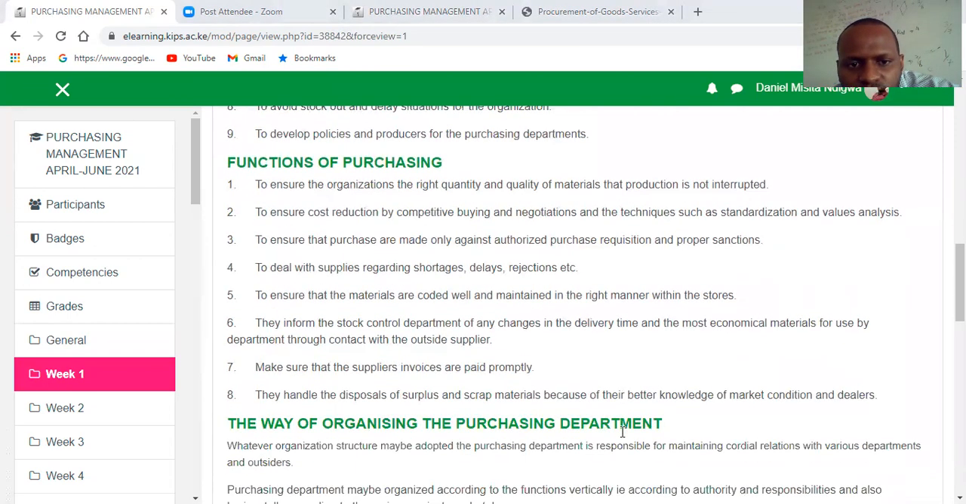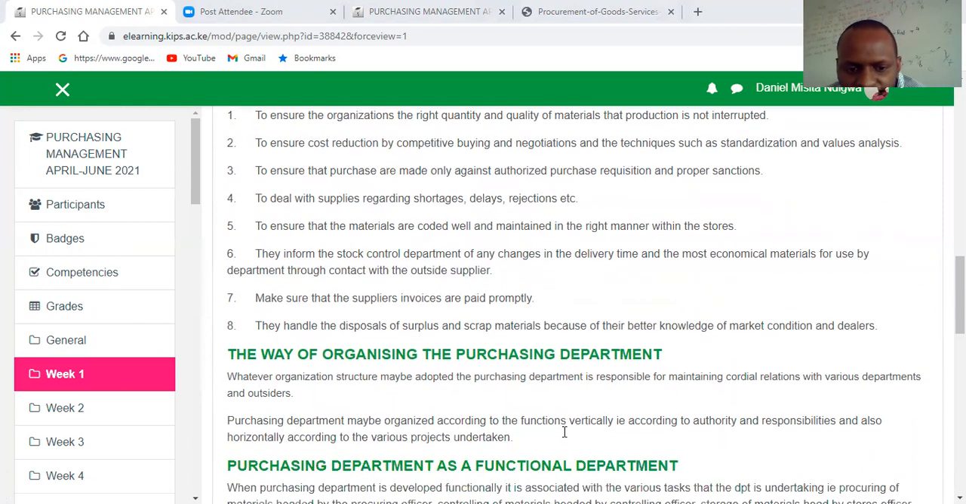So what are some of the functions of purchasing? Number one is to ensure that the organization has the right quantity and quality of materials, so that production is not interrupted. It also helps you to reduce costs, the cost of production in your organization. It also helps you to deal with suppliers regarding shortages, delays, and rejections. It also helps you to ensure that you're able to code various materials within the organization.